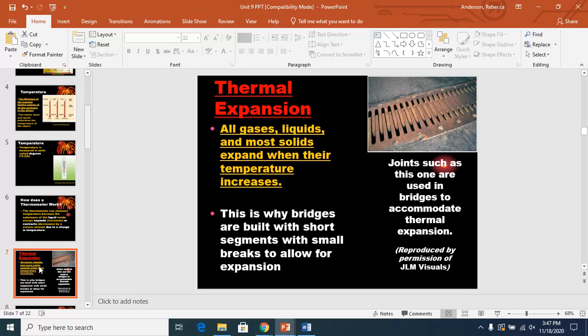All right, your next vocabulary word is thermal expansion. So all gases, liquids, and most solids expand when their temperature increases. So this is why bridges are built with segments that look like this picture up here, and that is to allow for expansion specifically in the summer. If that's not there, the bridge could collapse, which is no good.